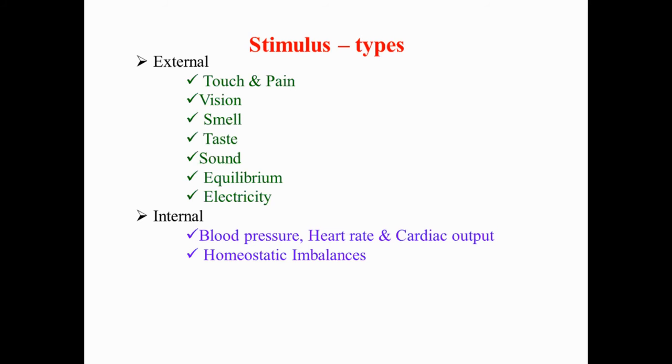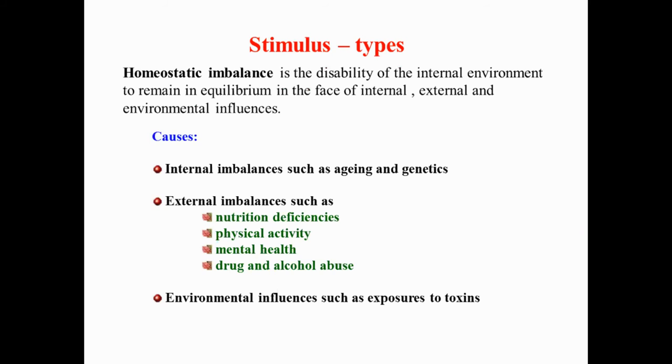Homeostatic balance is the ability of the internal environment to remain in equilibrium despite any internal or external environmental influences. But homeostatic imbalance is just the opposite: when any internal or external condition changes in the body, our body cannot come back to its balanced condition. That is called homeostatic imbalance. Just like due to aging, when our age increases, or due to genetic conditions sometimes, our body cannot restore easily. So homeostatic imbalance will come.